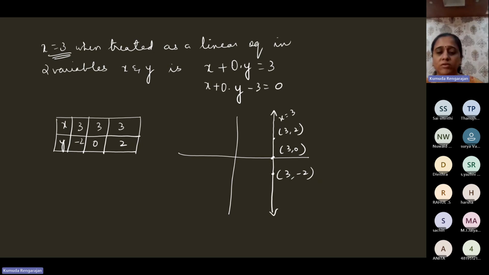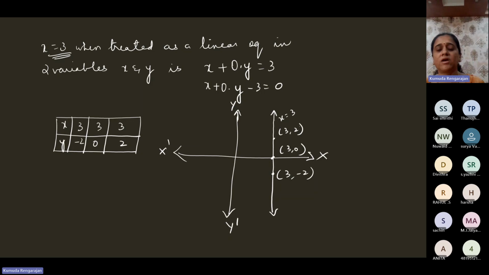So you see that x is equal to 3 is a line parallel to the y-axis at a distance of 3 units to the right of the y-axis. So x plus 0y is equal to 3, or x plus 0y minus 3 is equal to 0, is the equation in the standard form if you treat it as a linear equation in two variables x and y.